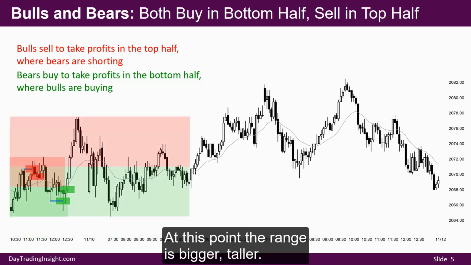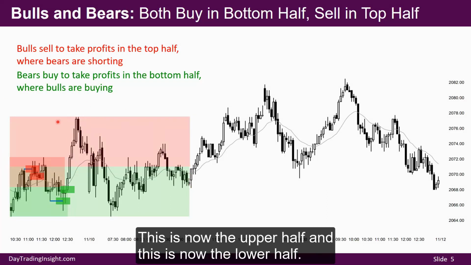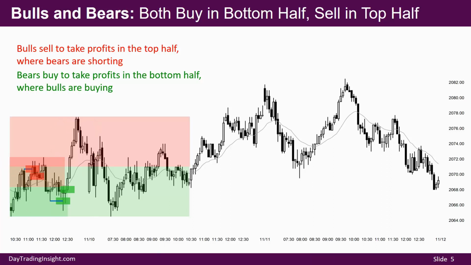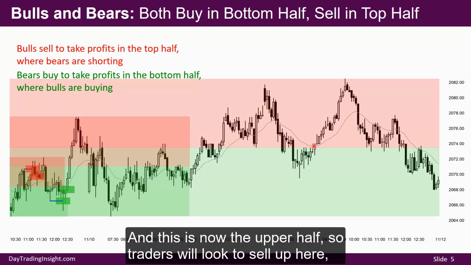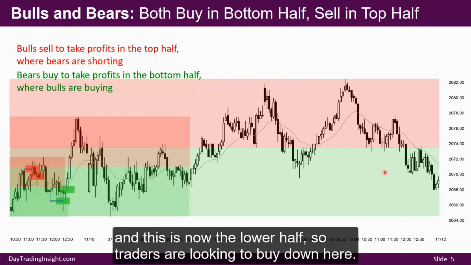At this point, the range is bigger, taller. This is now the upper half, and this is now the lower half. And later, the range gets even bigger, and this is now the upper half. So traders will look to sell up here, and this is now the lower half. So traders are looking to buy down here.